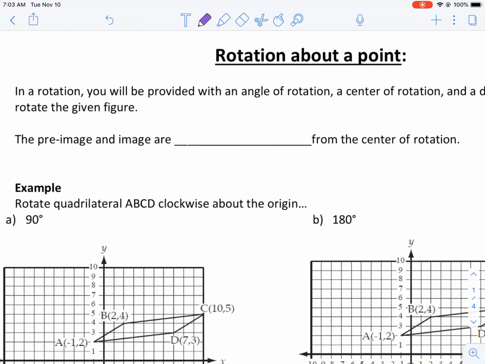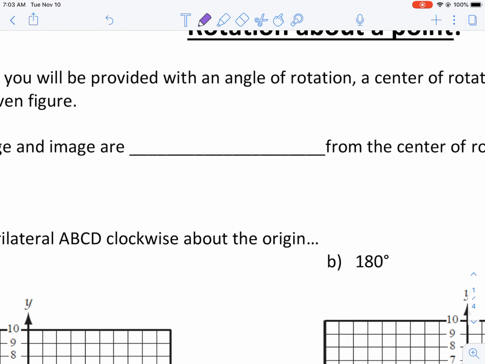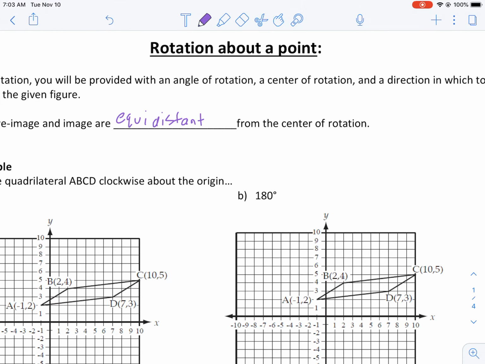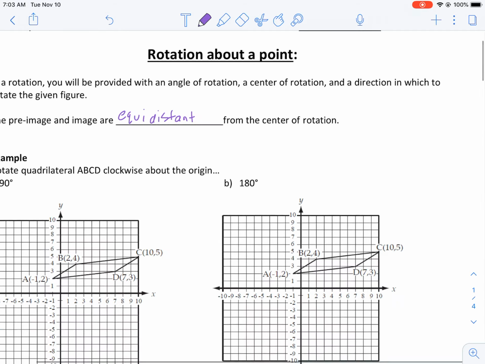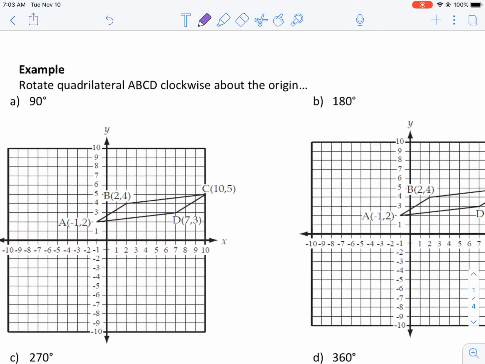So when you do a rotation, the pre-image and the image are equidistant from the center of rotation. So it's not changing how far away it is from the origin. It's just kind of moving around in a circle. Equidistant means equal distance, so the same distance. So we're going to go over a couple of these.